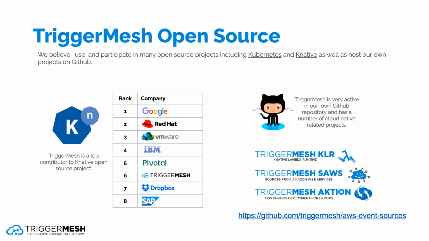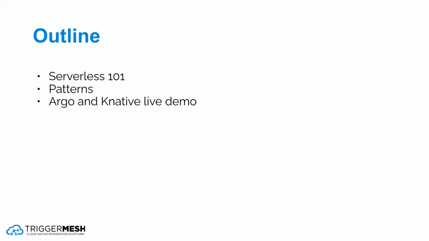We have lots of open source assets like our Knative Lambda runtime, our AWS event sources that are quite popular with people who consume AWS services, and Action, which is a clone of GitHub Action. So we definitely have a lot of open source assets out there for you to consume, right? All right, I hope that makes sense.